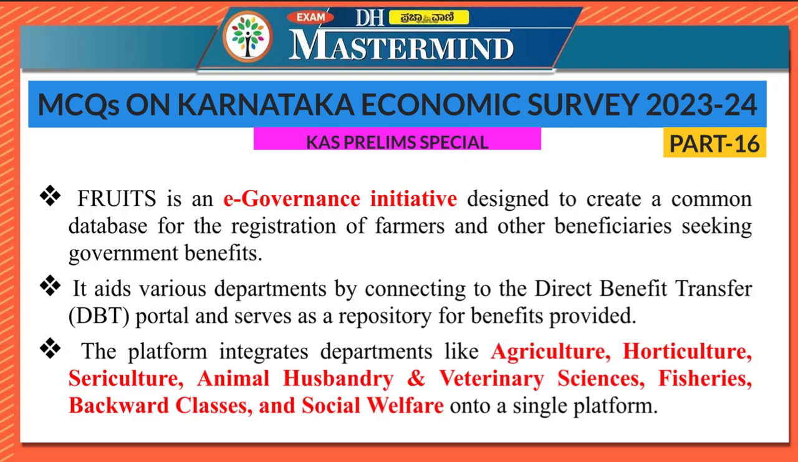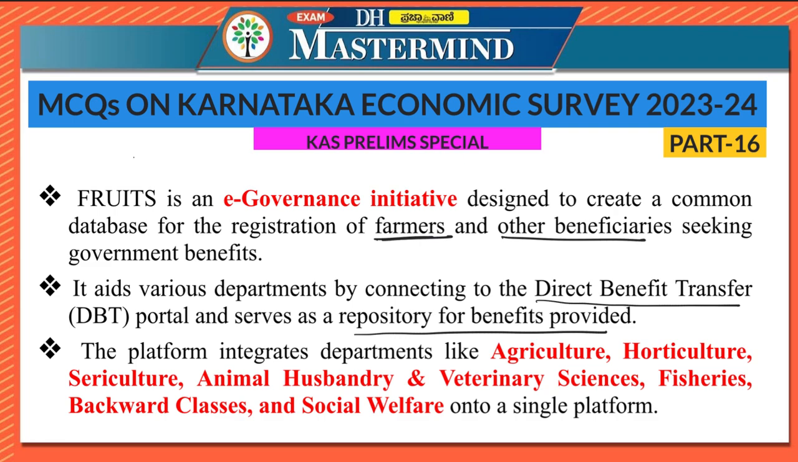So, what is Fruits? Fruits is an e-governance initiative designed to create a common database for the registration of farmers and other beneficiaries. Don't think that only farmers are being enrolled on the Fruits portal. Even other beneficiaries seeking government benefits, non-farmers, are also taking the benefits out of the Fruits portal. The Fruits portal aids various departments by connecting to the DBT portal, that is direct benefit transfer, from the government to the account of the beneficiary, and serves as a repository for benefits provided.